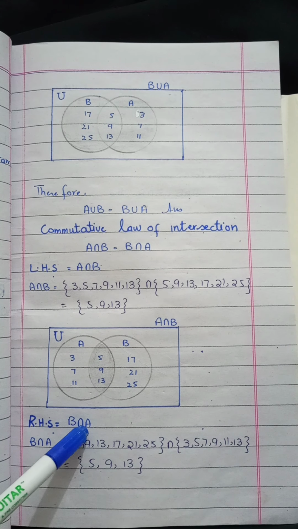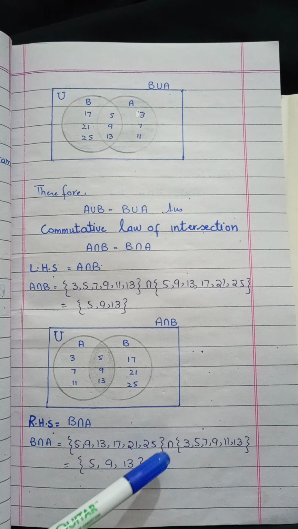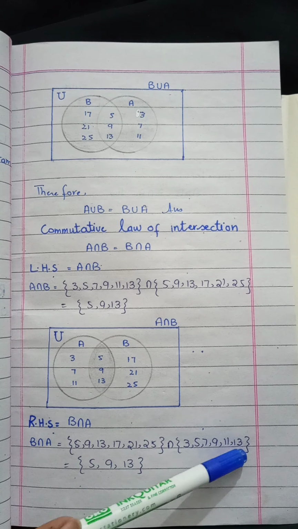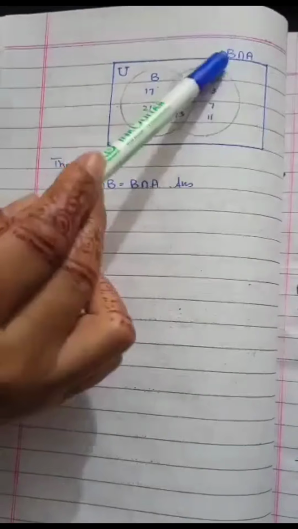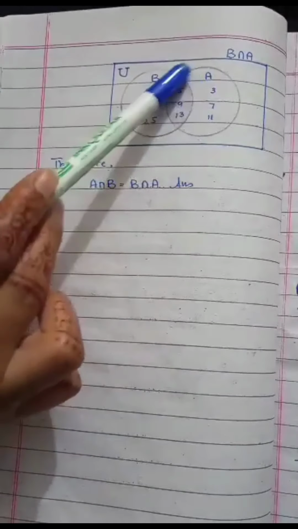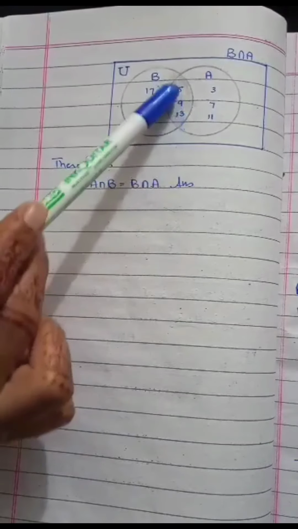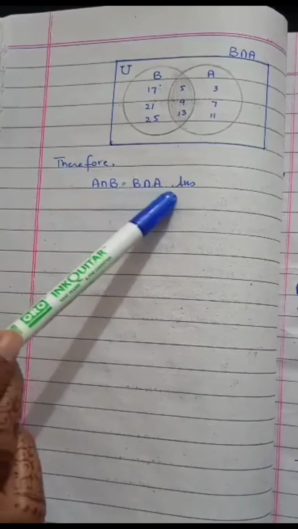Right hand side B intersection A, B is 5, 9, 13, 17, 21, 25. Intersection A is 3, 5, 7, 9, 11, 13 and the intersection of both sets is 5, 9, 13. B intersection A only shaded this part which shows the intersection of both sets and the same elements are written here. Therefore, A intersection B equals B intersection A.